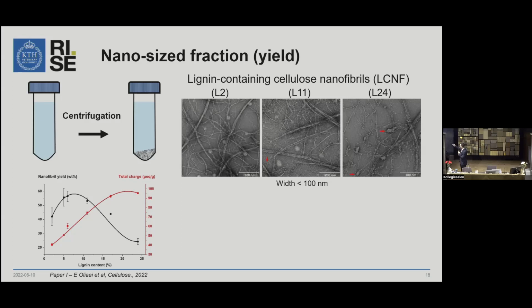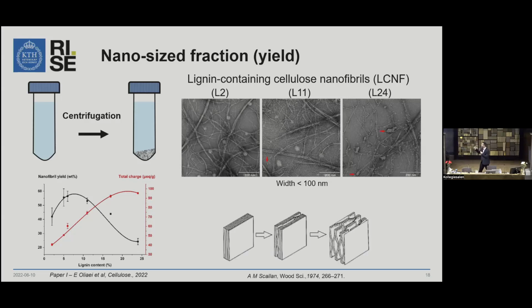Here you see the total charge that I talked about previously. So the total charge increases with the increase of the residual lignin content. We think that the total charge helps for the swelling of the cell wall in the wood fibers and the delamination process in the wood cell wall and for the fibrillation. So we have increase of charge, and it should make it easier for the fibrillation as long as we are increasing the residual lignin content.